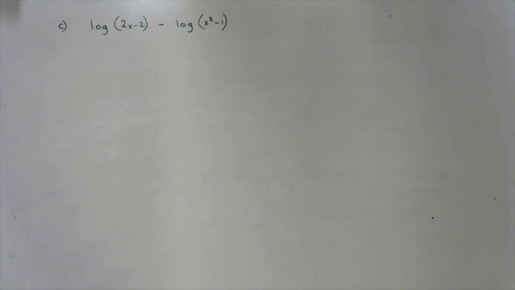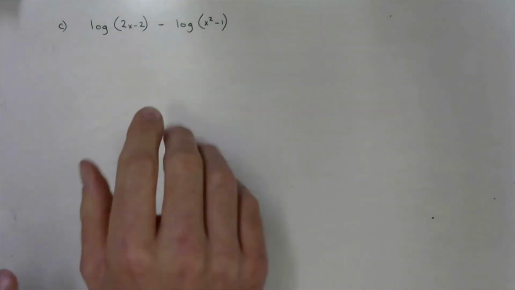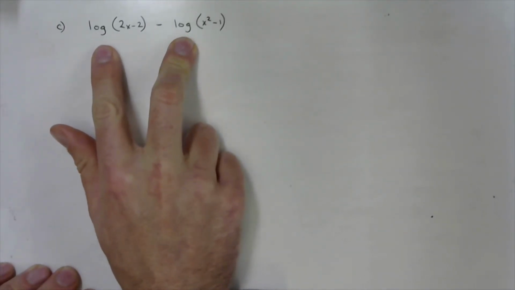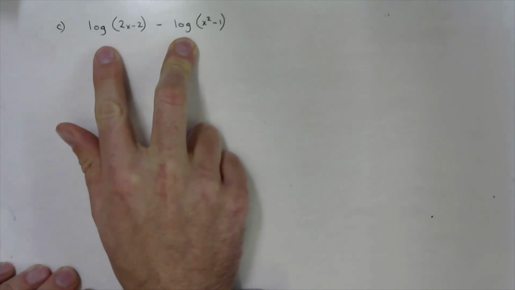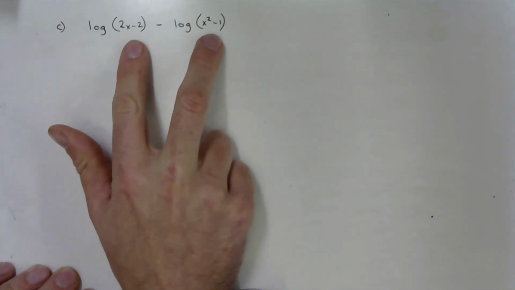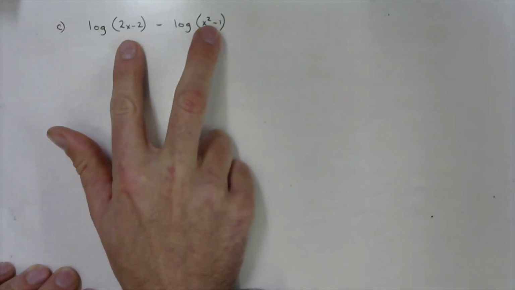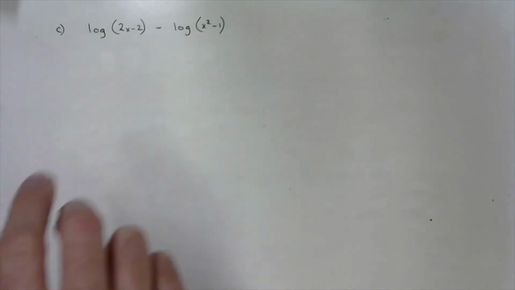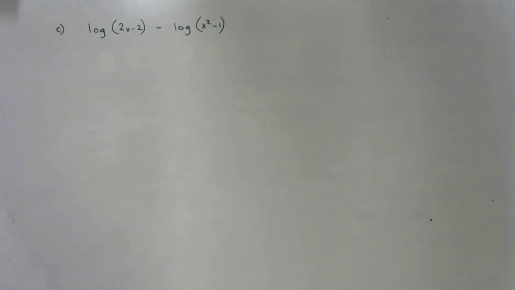But again, you can see we've got a subtraction between two logs with the same base, so we're going to be using the quotient law. And then you can even see a product law within each of these. Both of these logs can be factored. Okay, so let's go step by step. First thing we're going to do is apply the quotient law.